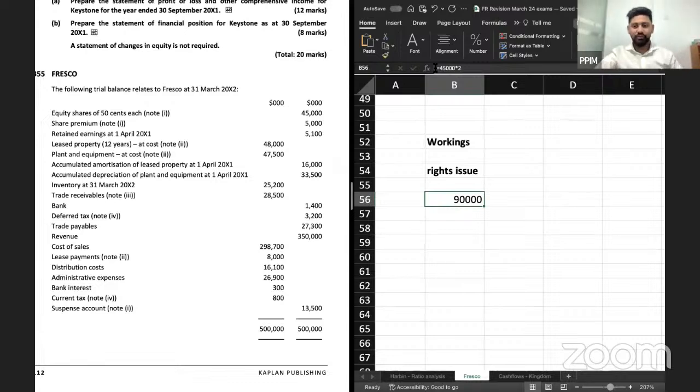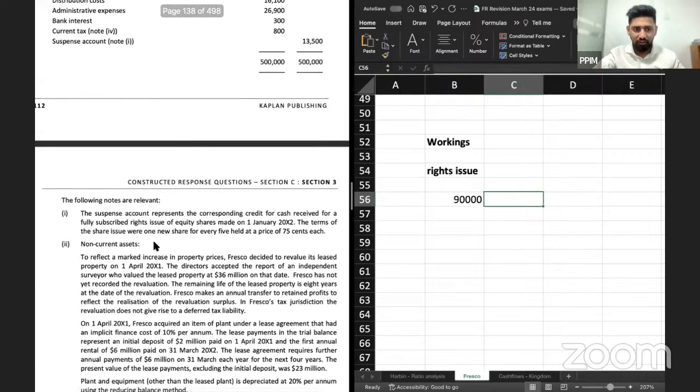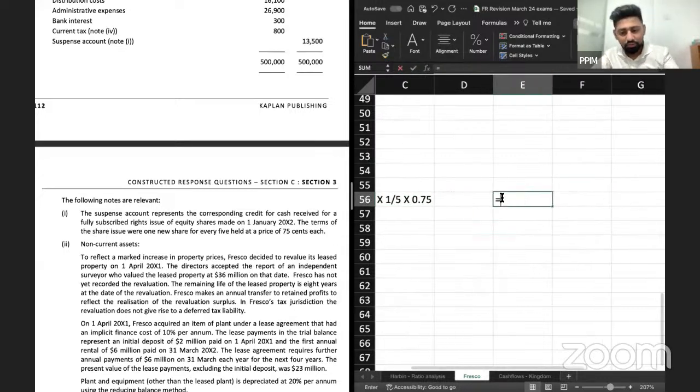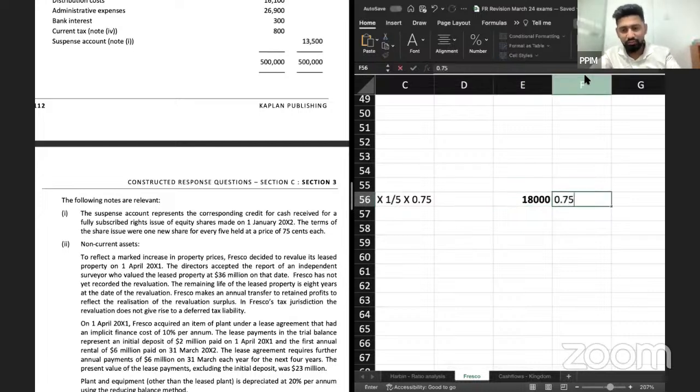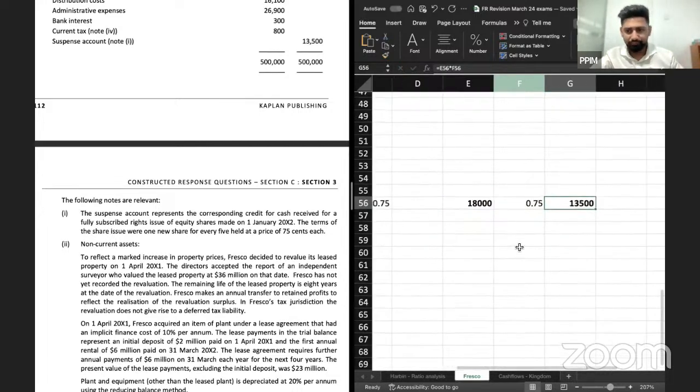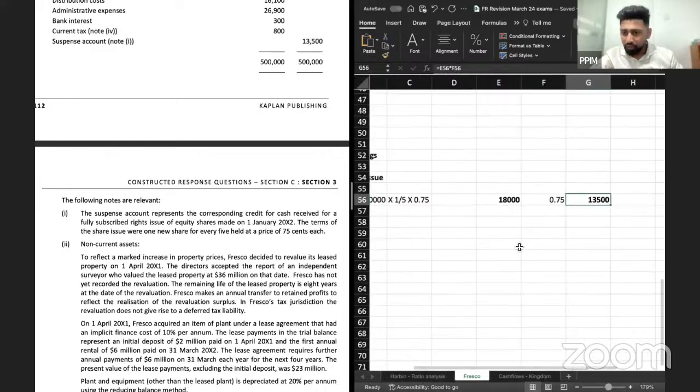So this 90,000 shares, with this, you're going for a rights issue. Correct? So your rights issue percentage is 1 for 5. So 90,000 into 1 for 5, and you're issuing the rights at 75 cents. So equals 90,000 over 5, 18,000 shares at 0.75 would be 13,500. That's right. But now the problem is accounting it.